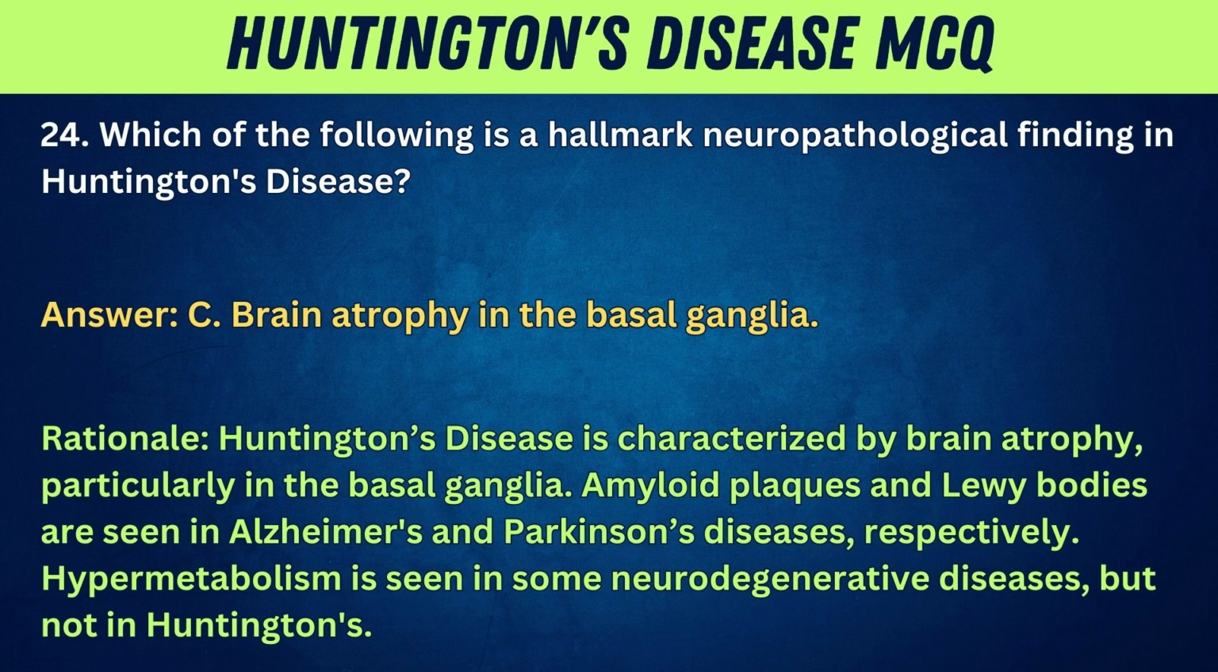Rationale: Huntington's disease is characterized by brain atrophy, particularly in the basal ganglia. Amyloid plaques and Lewy bodies are seen in Alzheimer's and Parkinson's diseases, respectively. Hypermetabolism is seen in some neurodegenerative diseases, but not in Huntington's.